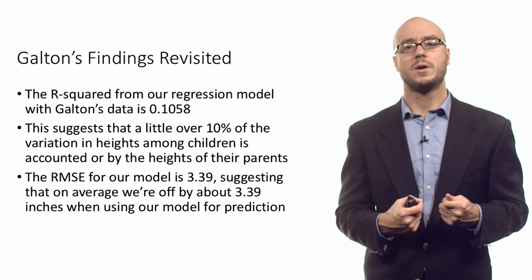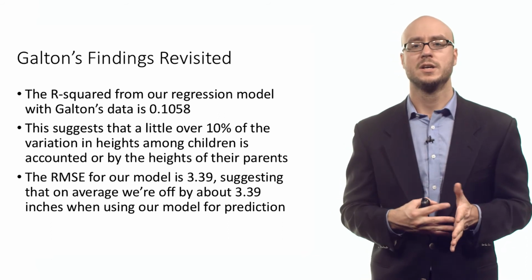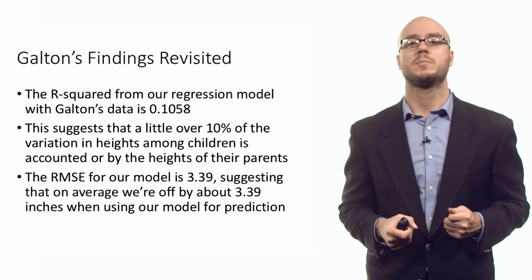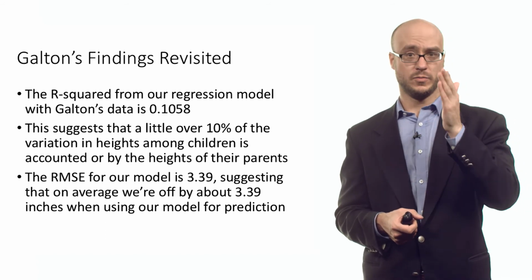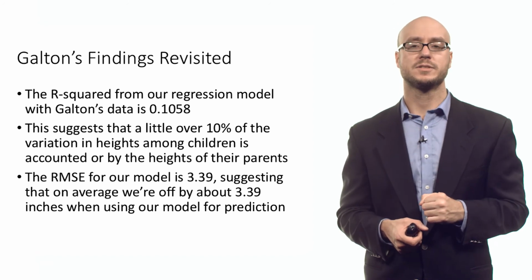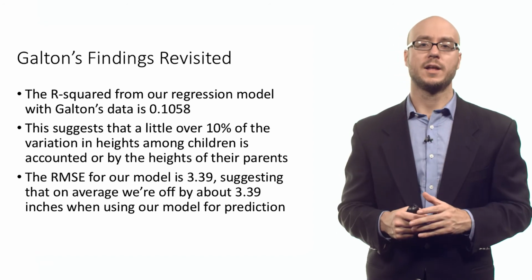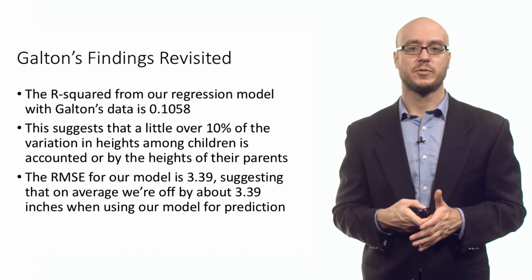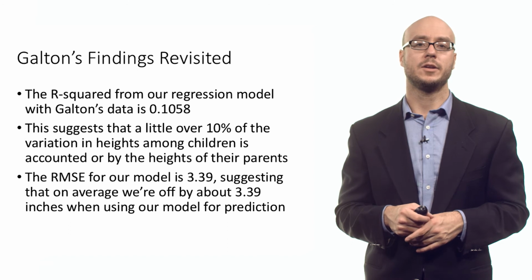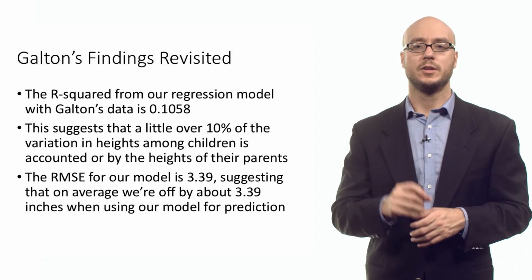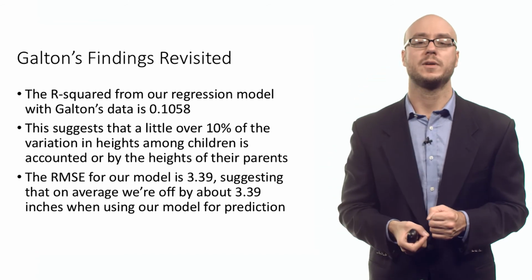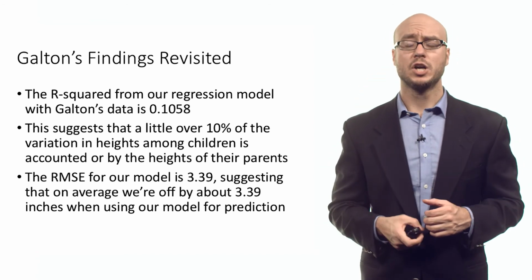The root mean square error for a model is 3.39 inches. So it suggests that on average, we're off by about 3.39 inches when we use our model for prediction. So if somebody asks you, what is the predicted value of children's height if x equals 100? Well, you're going to be off on average by about 3.39 inches, either above or below the actual, in terms of the y hat. The value of y you'd expect to be above or below 3.39 inches. That's pretty good, I would say.